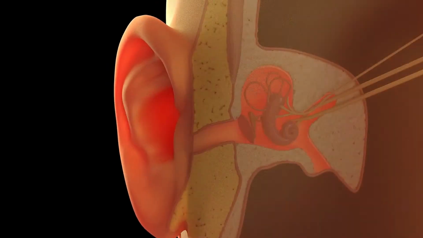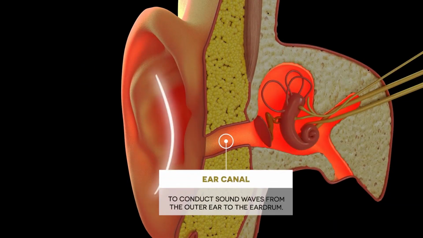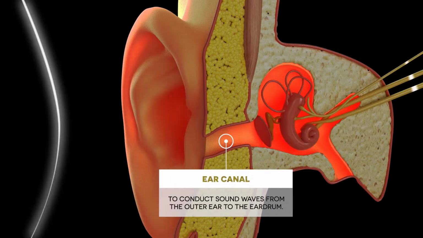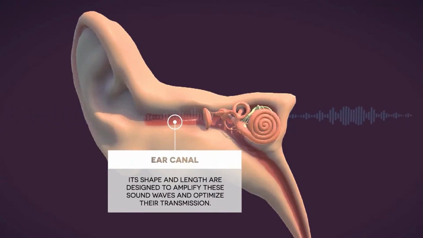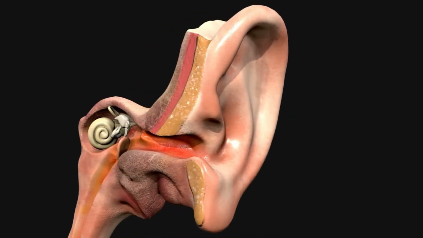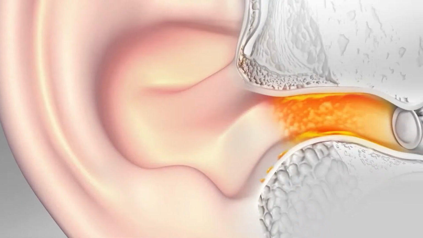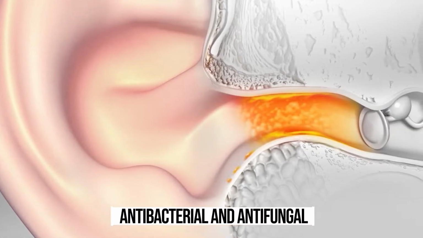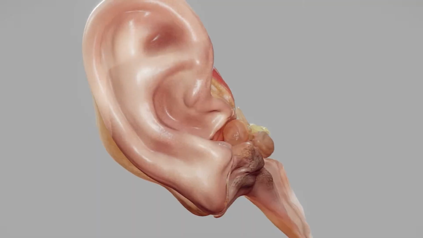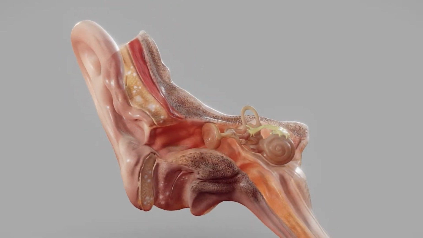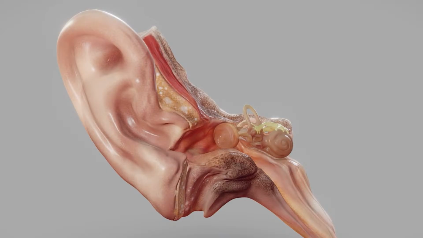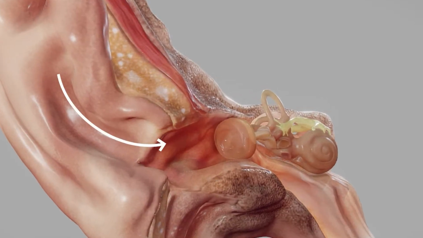Function in hearing. The primary function of the ear canal is to conduct sound waves from the outer ear to the eardrum. Its shape and length are designed to amplify these sound waves and optimize their transmission. Protection. Earwax produced in the ear canal has protective properties. It traps dust, dirt, and other particles, preventing them from reaching and potentially damaging the eardrum. The wax also has antibacterial and antifungal properties, helping to keep the ear canal healthy. The slight curve of the canal, along with the presence of hair, also helps in protecting the deeper structures of the ear from foreign objects and insects.